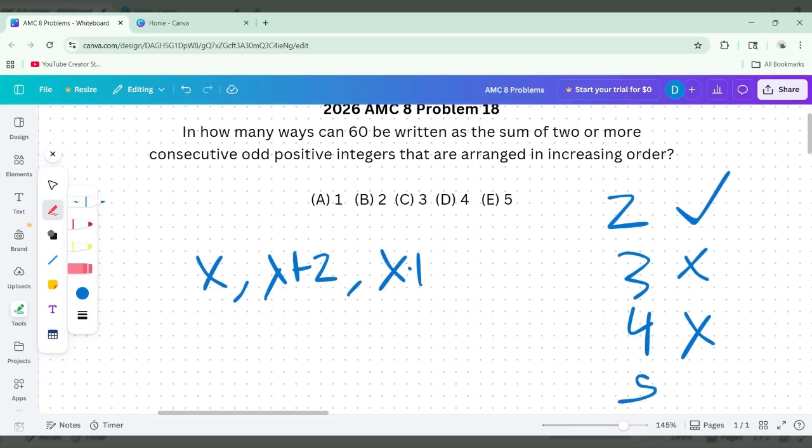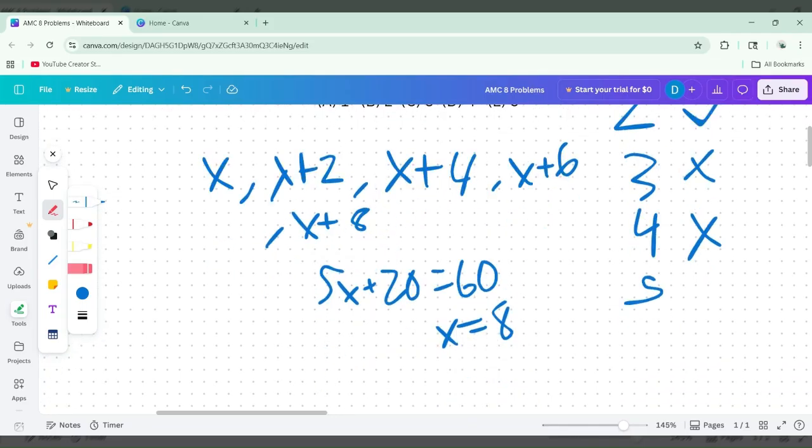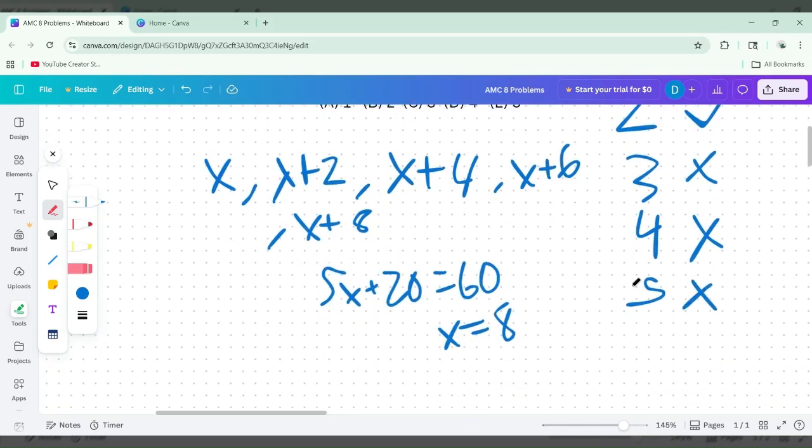Obviously, you don't have to write all this again. You can just add on from the last one. I'm just writing all again so it's more clear. Let's see. So 5x plus 20 is equal to 60. Now x is equal to 8. Again, it's even. That does not work.